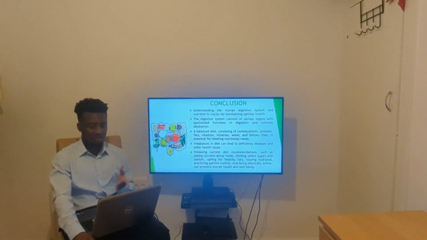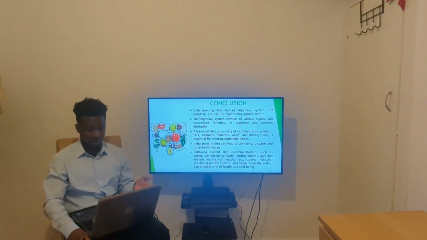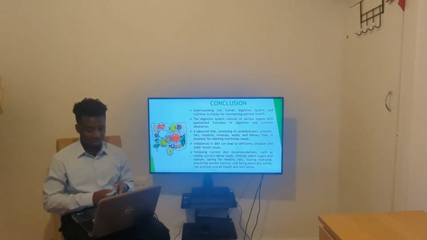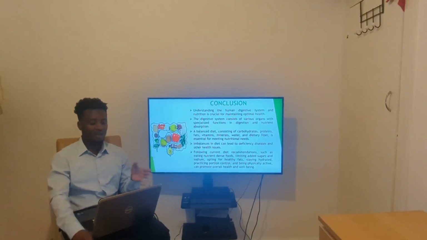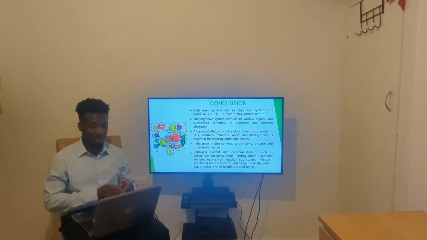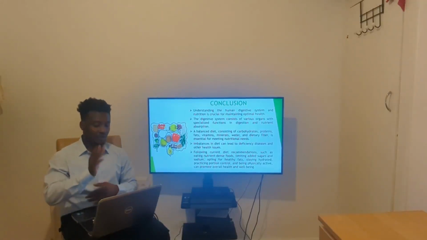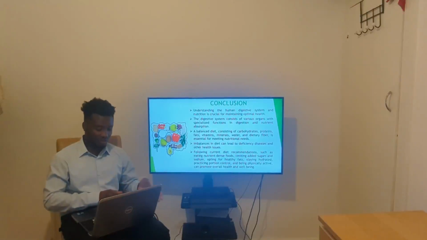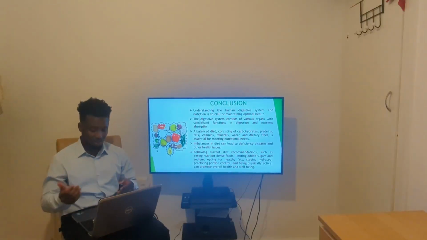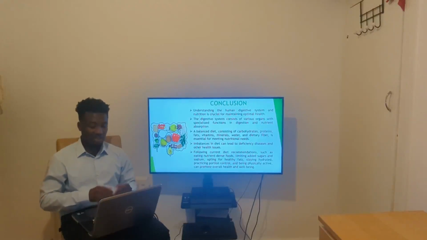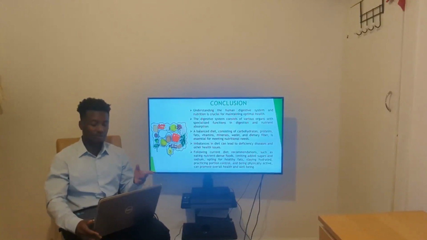So, understanding the human digestive system and nutrition is crucial for maintaining optimal health. The digestive system consists of various organs with specialized functions in digestion and nutrient absorption. A balanced diet consisting of carbohydrate, protein, fat, minerals, water, and dietary fiber is essential for meeting nutritional needs. Imbalances in diet can lead to deficiency diseases and other health issues. Following current diet recommendations such as eating nutrient-dense food, limiting added sugar and sodium, opting for healthy fats, staying hydrated, practicing portion control, and being physically active can promote overall health and well-being.